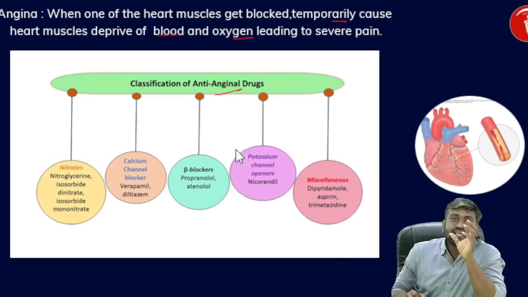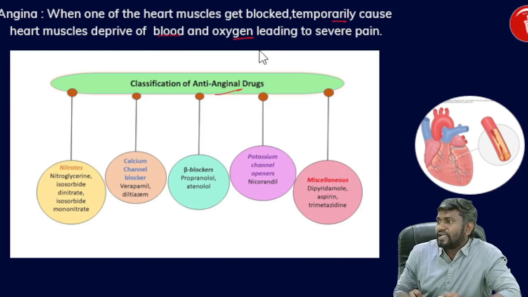Next, let's look into angina. Angina is a condition when the heart muscle temporarily gets a lack of blood and oxygen, leading to severe pain. What are the drugs we are going to give? They are going to be the anti-anginal drugs.